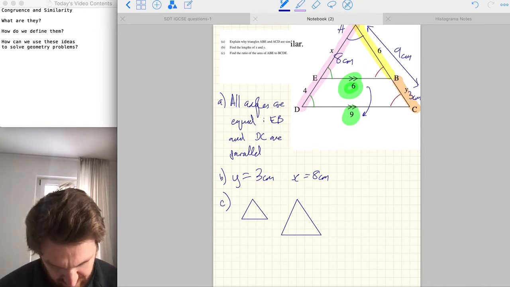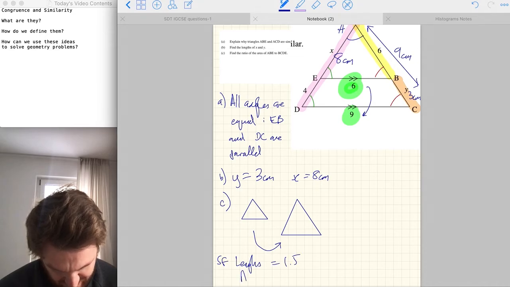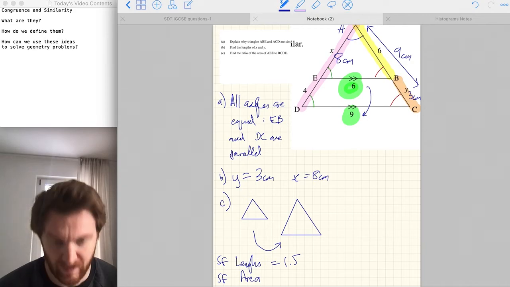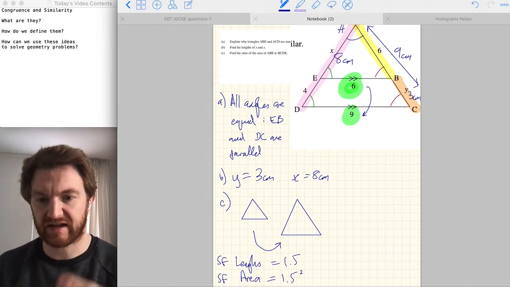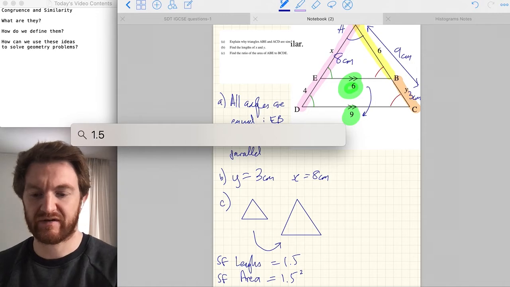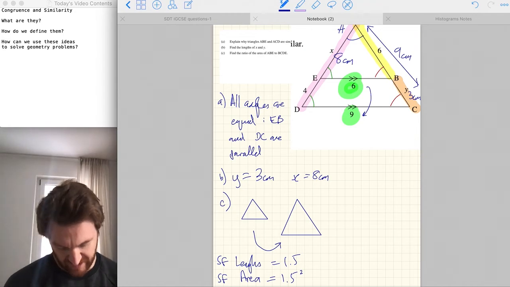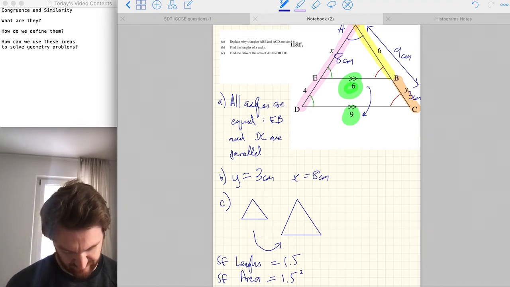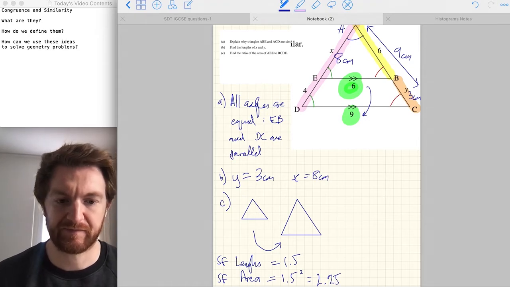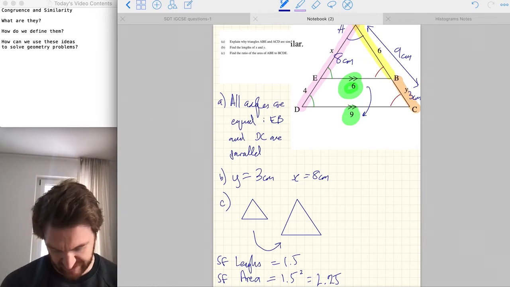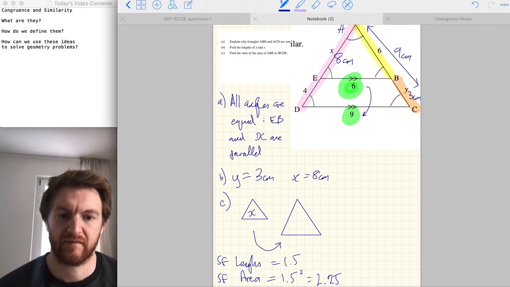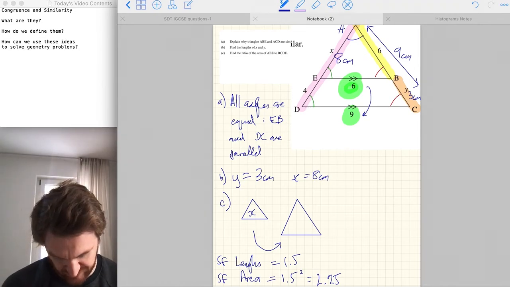Well, we know that the scale factor of the lengths was 1.5, which means the scale factor of the area must be 1.5 squared. Because we were talking about this earlier, area is centimeters squared, so 1.5 to the power of 2 gives us 2.25. So we know that the area is 2.25 times as big. If we think of the area of this one as x, then the area of the whole thing is 2.25x.